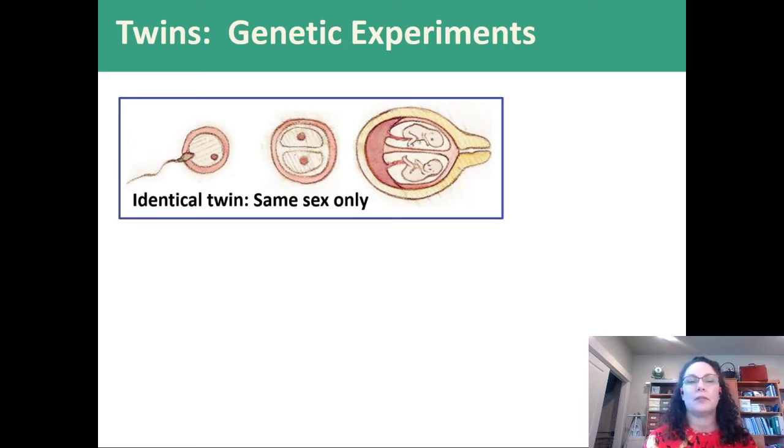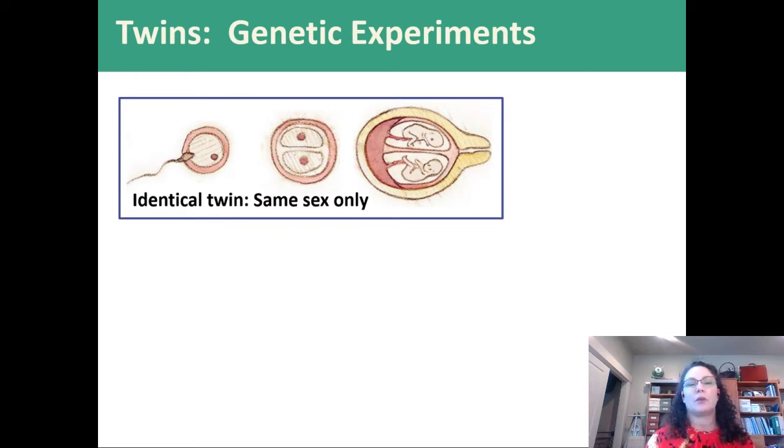So it could be really early that it split, and you'd end up with two embryos growing into fetuses that are so separate, they separated so early on that they'd actually have separate placentas, which in this picture is that red area that they both have their umbilical cords attached to.